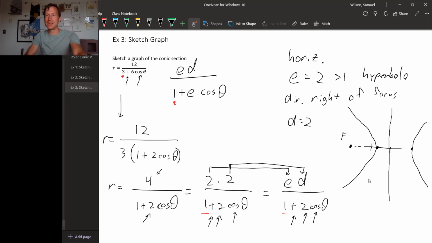All right. So again, the important aspects to depict are the orientation. This conic section is horizontal. What kind of conic section? This one's a hyperbola. Where the directrix is compared to the focus, and it's to the right of the focus, and the distance between the directrix and the focus.